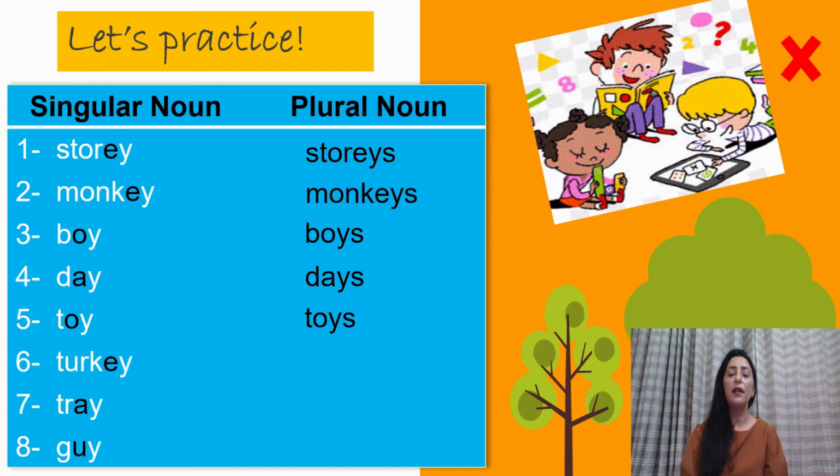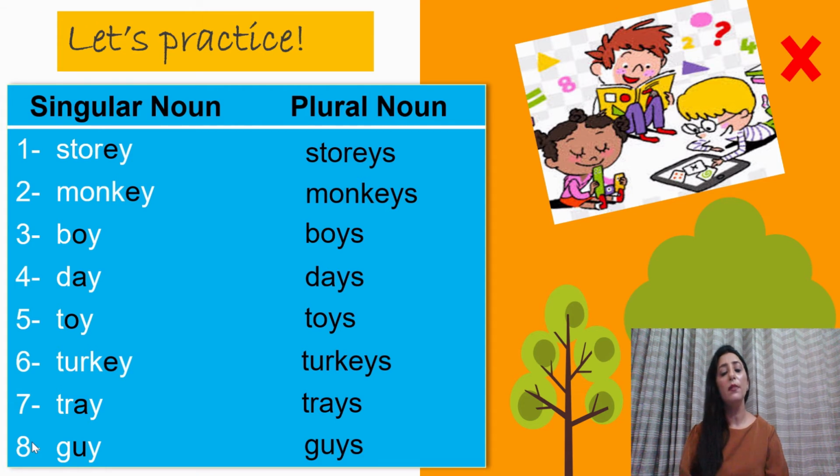It is ending with letter Y, and before Y there's a vowel E. So turkey becomes turkeys. Now the next word is tray. So the word tray is ending with Y and has a vowel A before Y. So we simply add S to the word to form its plural form. So tray becomes trays. Now the last word is guy. So it is ending with letter Y and has a vowel U before the Y. So we'll simply add S to the word to form its plural form.